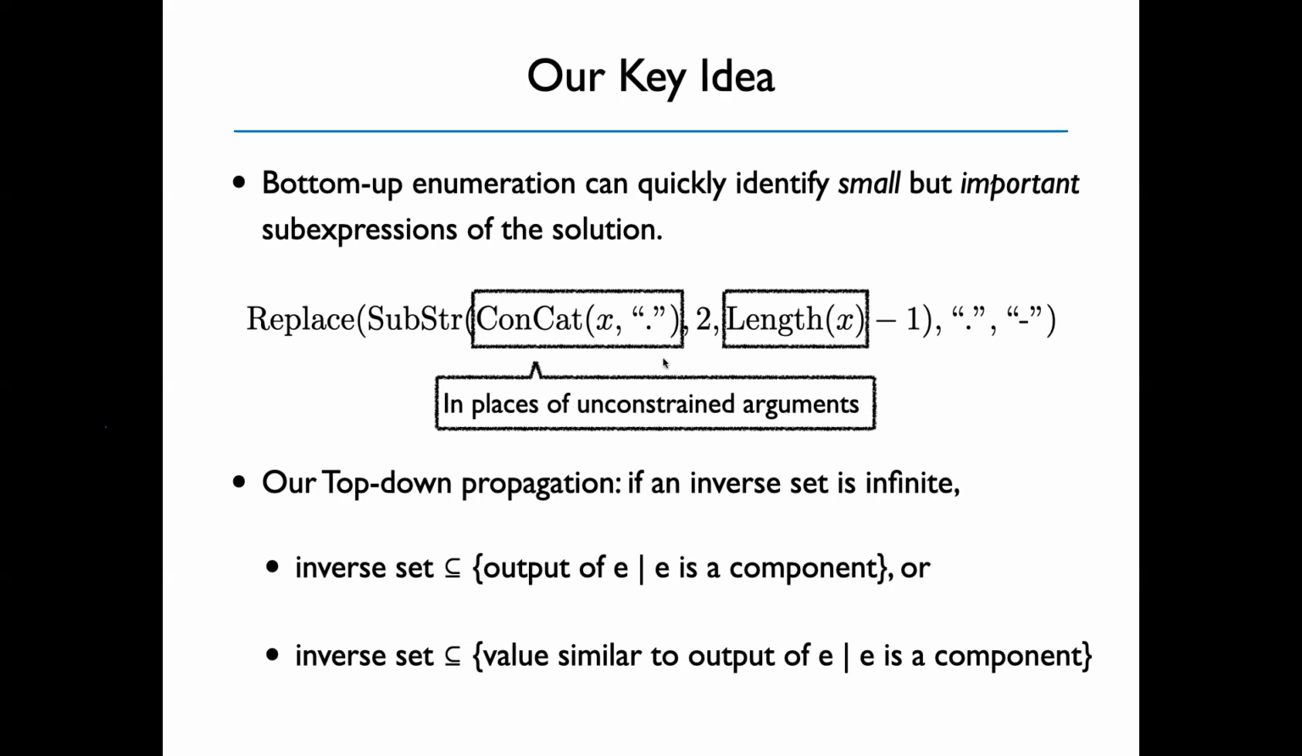Based on this observation, we devise a variant of top-down propagation. Whenever we encounter an unconstrained argument, of which the inverse set is infinite, we set each value space to be a subset of the output of component expressions generated by bottom-up enumeration. Or sometimes we use values similar to the output of components in order to generate subproblems that can eventually be solved by using the current set of components.